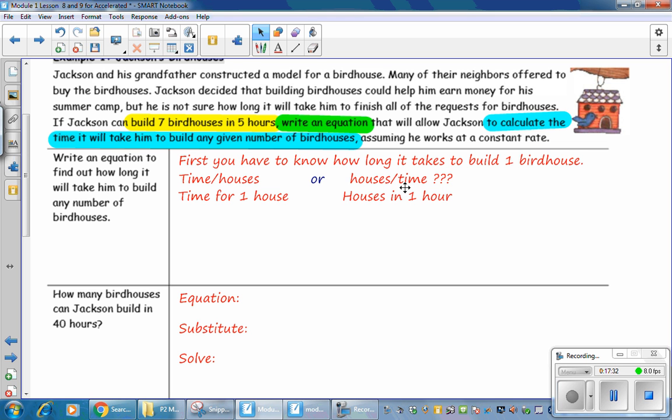In this case, we want to know how long it will take him to build any number of birdhouses. So we want to know how long it will take to build one birdhouse. So 1 will be our denominator. So remember that we start out finding what k is, and to find k, we do y divided by x, where x is what you want one of. And we want to know how long it takes to build one birdhouse.